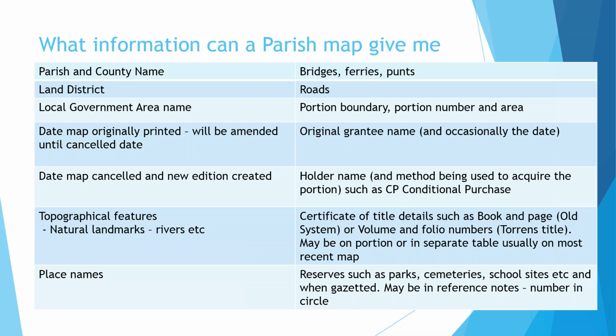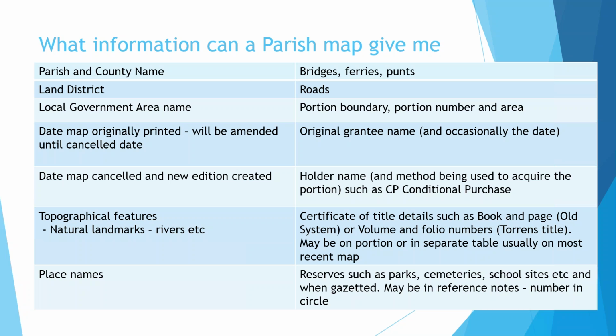You've got topographical features, such as natural landmarks, rivers. You've got place names. You've got bridges, ferries, punts, roads. Most important for your research, of course, is the portion boundary, the portion number, the area, the original grantee's name, and if it's a very early grant, it may show the date and the holder's name, when in fact the area is not yet granted or alienated and is being acquired, and the method of acquisition, such as CP, conditional purchase, CL, conditional lease, ACP, additional conditional purchase.